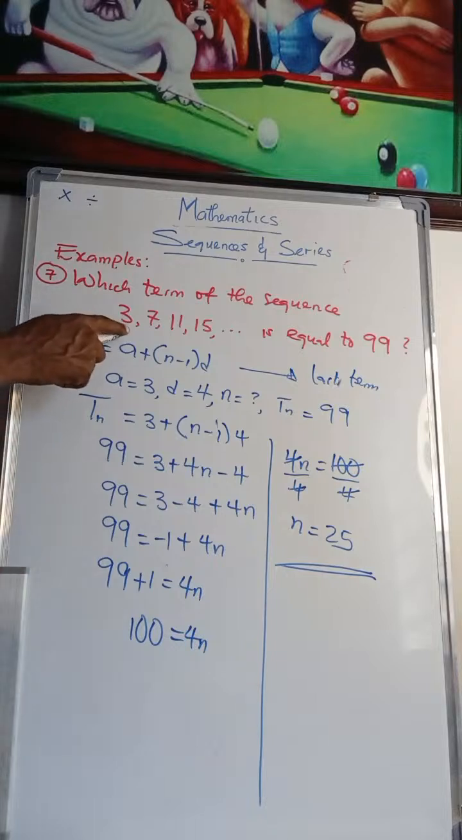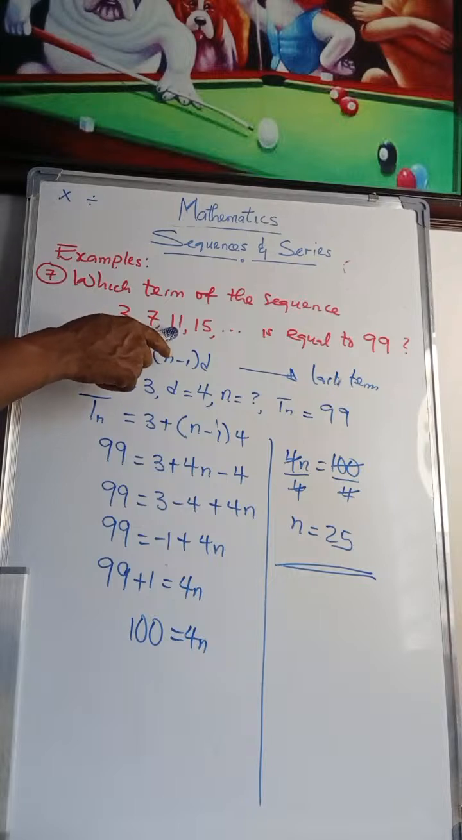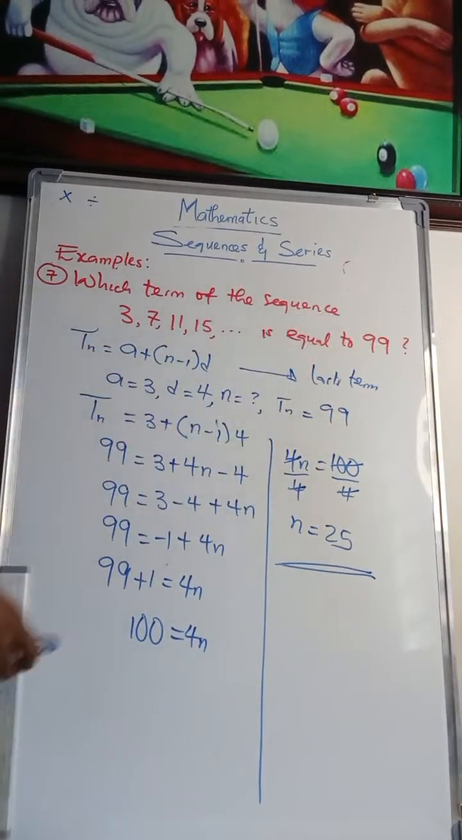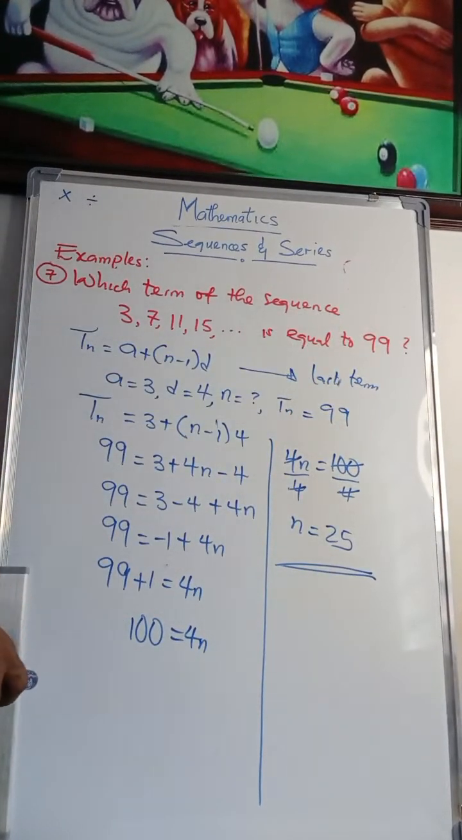Right? So if the first term is 3, the second term is 7, the third term is 11, the fourth term is 15, then the 25th term will be 99. So that is what the question is asking us to do.